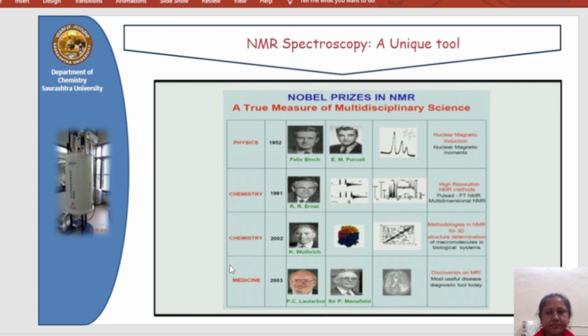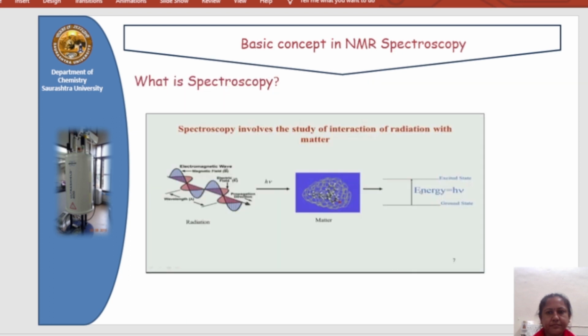Further, it was also awarded in chemistry in 2002. K. Wüthrich found the 2D NMR spectroscopy for protein molecules, and lastly it was also awarded in medicine for the development of MRI as an image and for the diagnosis of disease. So it can be applicable in various fields of science and technology. That's why we can say it is a unique tool of spectroscopy. Let us go through the basic concept of spectroscopy before we proceed to NMR spectroscopy.